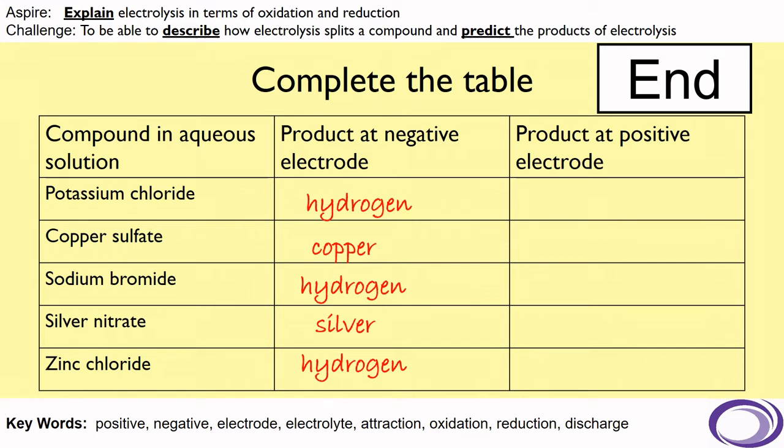Now, the positive electrode, remember the rule is if it's a halide ion, it will be the halogen that forms, and if it's anything else, oxygen will form because of the hydroxide ion. So potassium chloride will get chlorine forming, copper sulfate will form oxygen, sodium bromide we will get bromine forming, silver nitrate we will get oxygen forming from the hydroxide ion, and zinc chloride we will get chlorine forming.